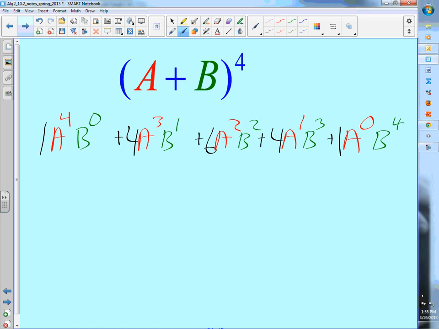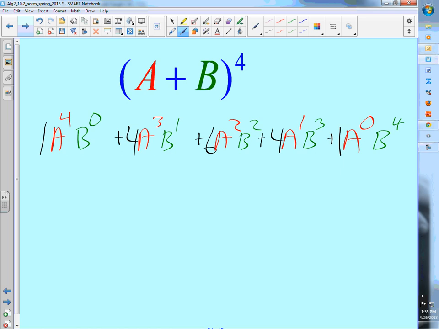Why do I go backwards? That's just the way the powers work on the second term. On the first term, it's b to the 0. On the last term, it's b to the 4th. The last term, the second term in the binomial, gets the b to the 4th. The first term in the binomial gets the 4th power in the first position.